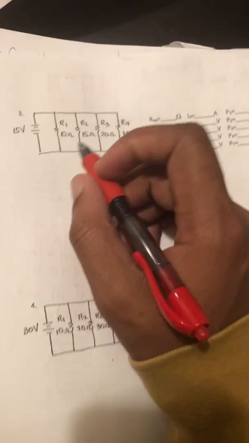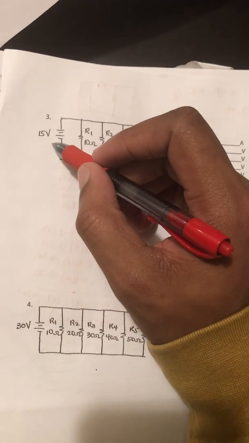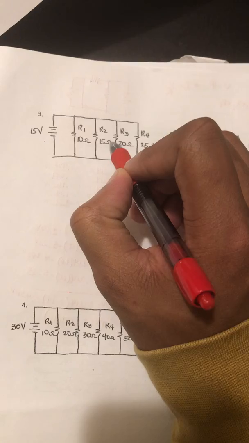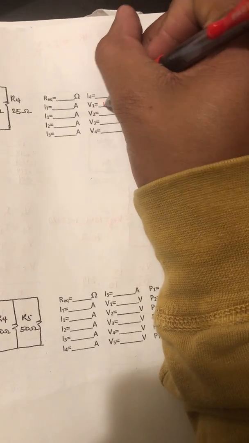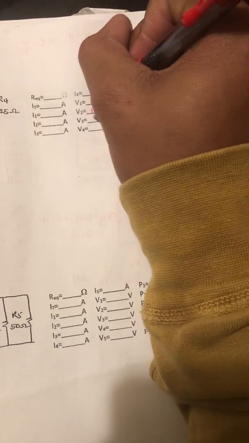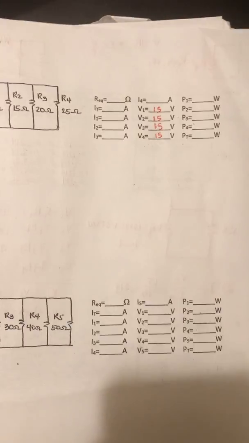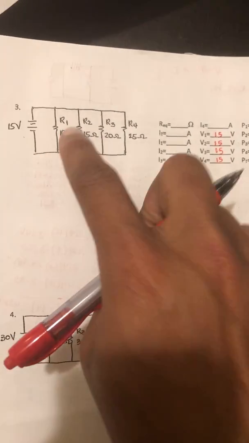I have a parallel circuit because I have multiple branches. The first thing I want to add in is, boom, my battery is 15 volts. So 15 volts, 15 volts, 15 volts, and 15 volts. So let me just write my voltage for all of them to be 15. All right. Now that I know my voltage is 15 and I know my resistances, I can go ahead and find all of my currents.